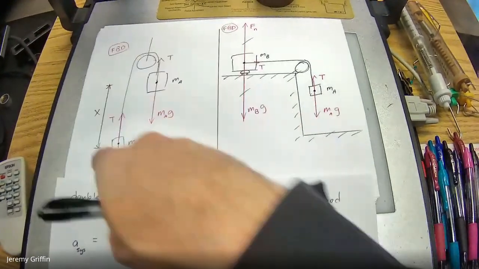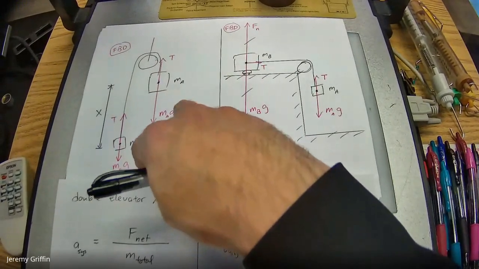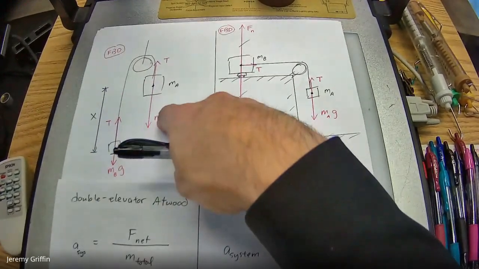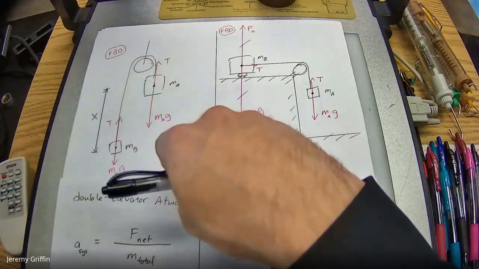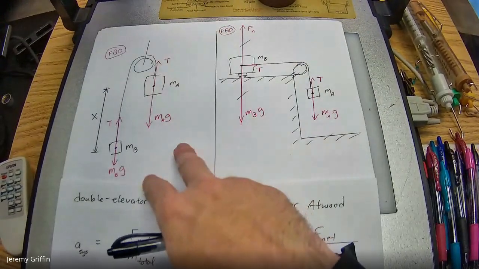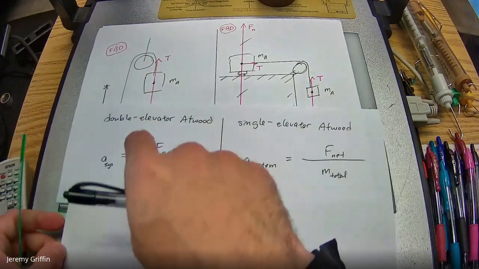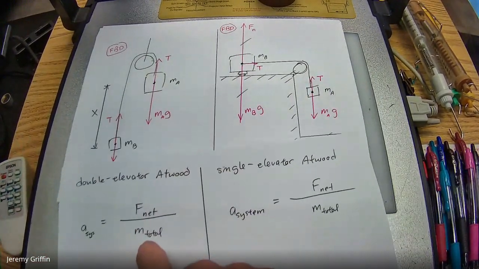So let's start with this double elevator that you did yesterday. I see a bunch of different forces. There's the weight of this block pulling down, the weight of this one. There's the tension forces holding them together. We talked about all this yesterday. Which forces are going to feed into this formula? Which ones?